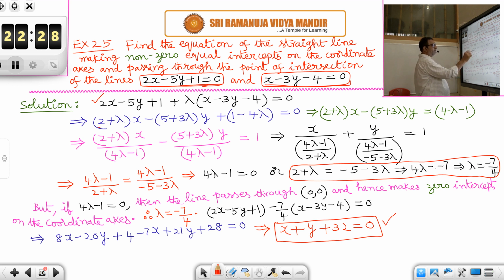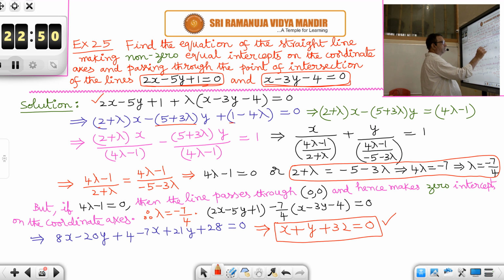X coefficient 2 plus lambda, y coefficient minus 5 minus 3 lambda. I have taken minus common, and constant term 1 minus 4 lambda. So, to find lambda, we have to use the information that the intercepts are equal. So, let us put this line in the intercept form.